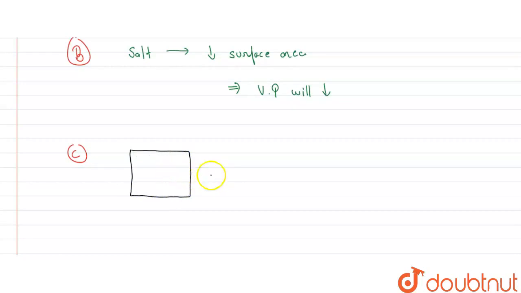So this is, let's say, the container. Now we have reduced its size. Let's say initially we had this much water. Now we have the same amount of water. So the vapors going will still be the same. So the vapor phase would exist similarly as it was existing previously in both the cases. Therefore, vapor pressure will not change.